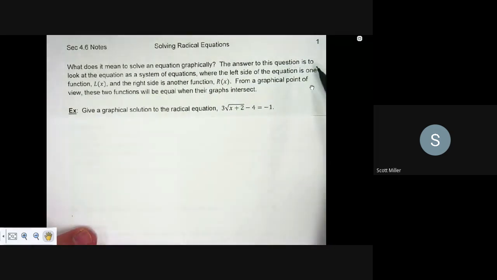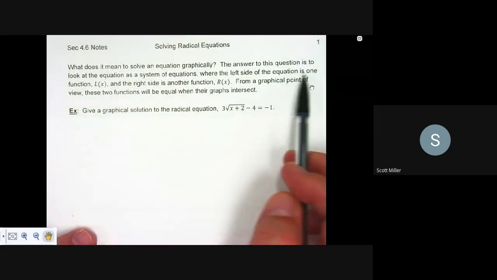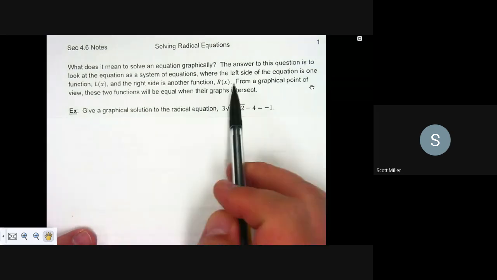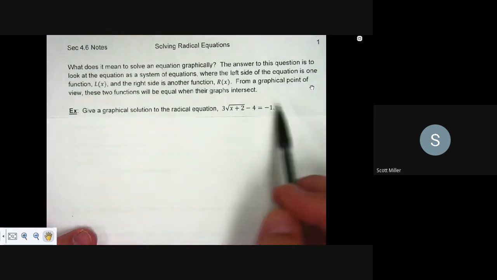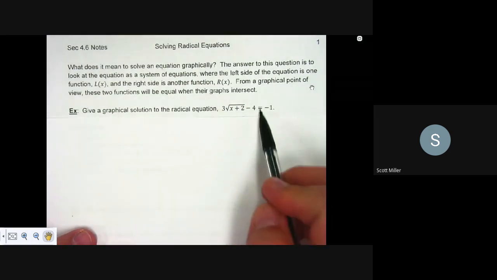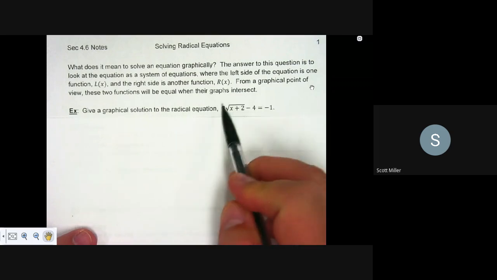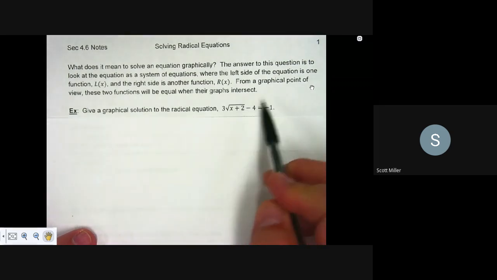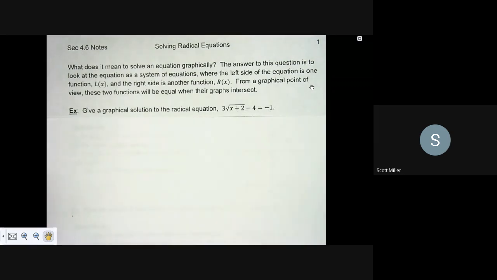The answer to this question is to look at the equation as a system of equations, where the left side of the equation is one function and the right side is another function. So if I look at this from a graphical point of view, this is the left side, that is one function, and the negative one would be another function. And we're going to graph them on the same graph.